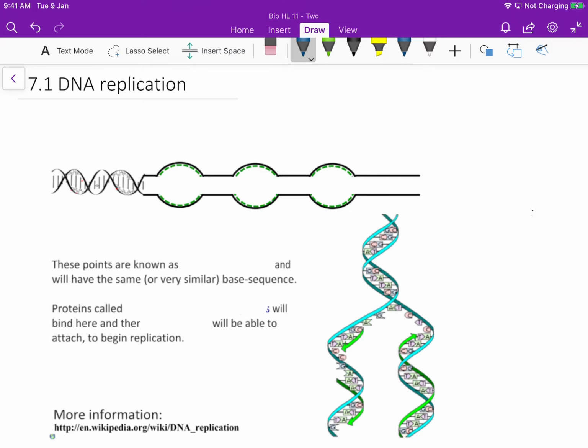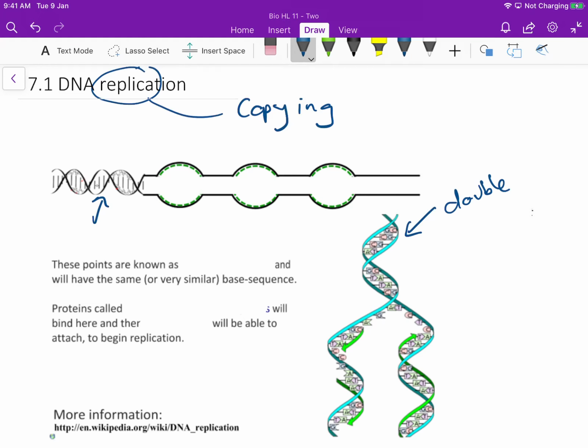So, DNA replication. A replicate is like if you've got a replica piece of artwork, it's a copy. So DNA replication is DNA copying. We're going to take the double-stranded molecule of DNA and we need to copy it. You can see what's happening here. We've got the double helix and it's being unwound, and then each strand is being used to make a new strand.